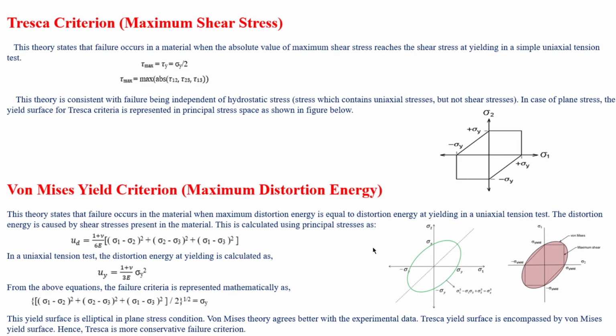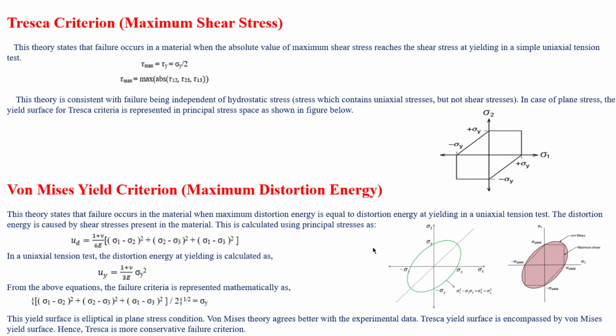When it comes to the Tresca criterion, which is known as the maximum shear stress theory, what happens here is the failure occurs in a material due to maximum shear stress. Okay, this is how exactly it is. So let's say we have the yield point, so it should reach the maximum shear stress. So whatever the yield point is, that should be due to the maximum shear stress.